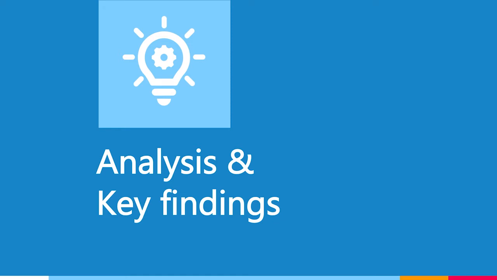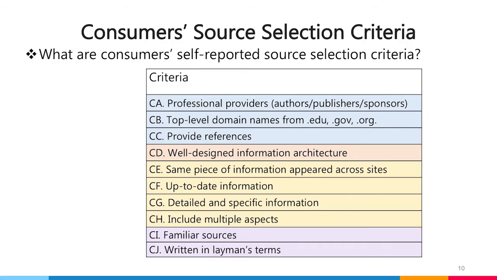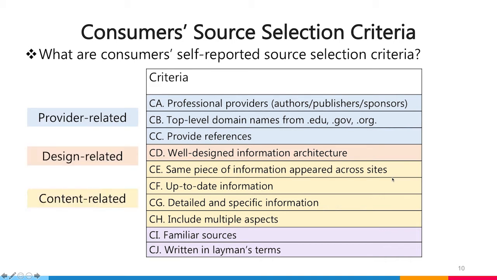Next, I will introduce the data analysis and highlight some of our key findings. We first look at consumers' source selection criteria. What are consumers' self-reported source selection criteria? In total, 56 comments were collected for this question, and they were summarized into 10 criteria, which further fall into 4 overarching categories: provider-related, design-related, content-related, and preference-related.